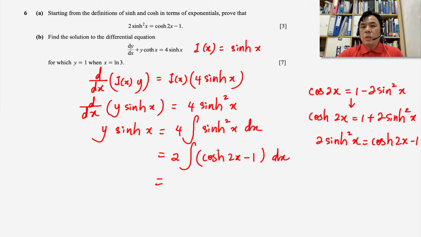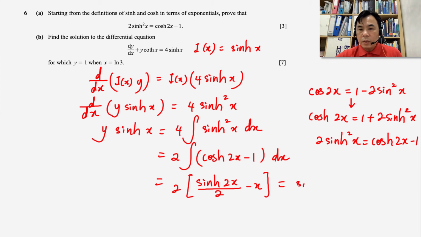And then integrations for this shouldn't be a problem. That is basically just sine hyperbolic 2x divided by 2, of course. And then this integration is very easy, it's just x. And then simplifying that, we have sine hyperbolic 2x minus 2x here. Now, of course, at the end of the day, it will be plus c. And then this is what we have.